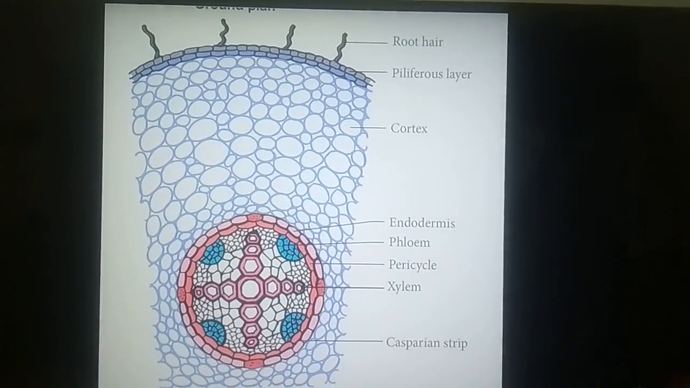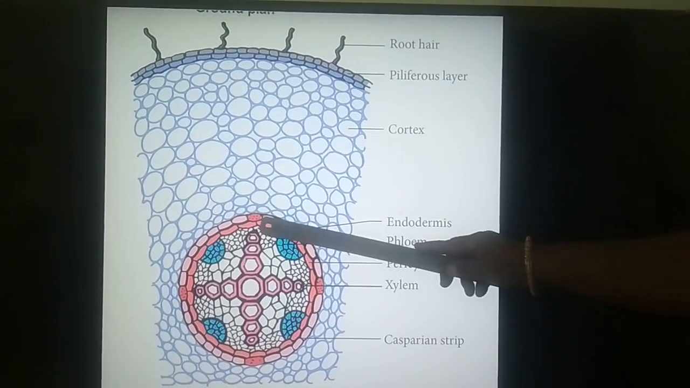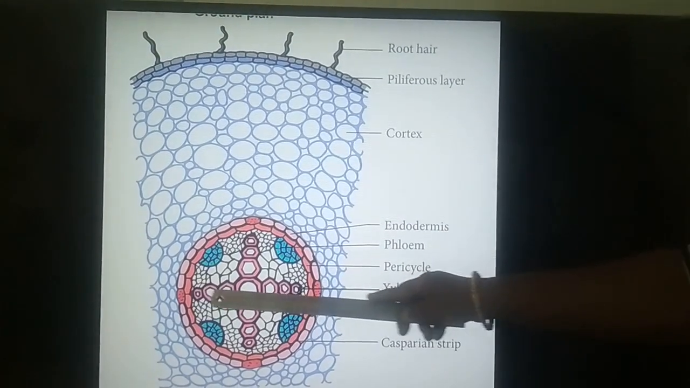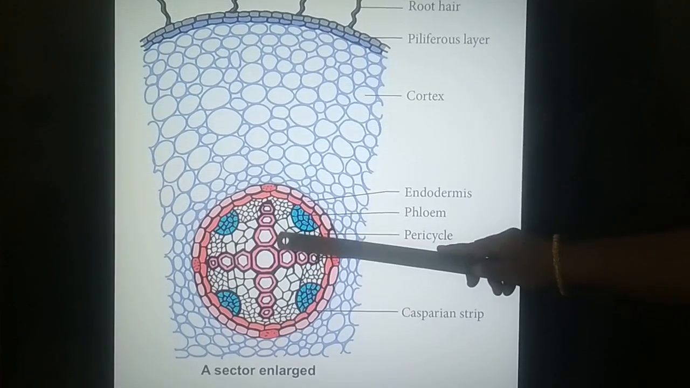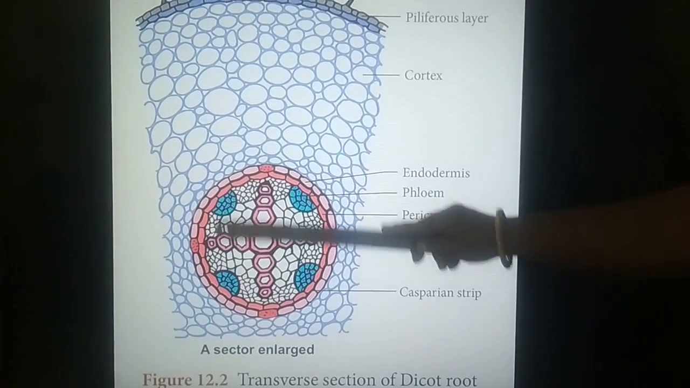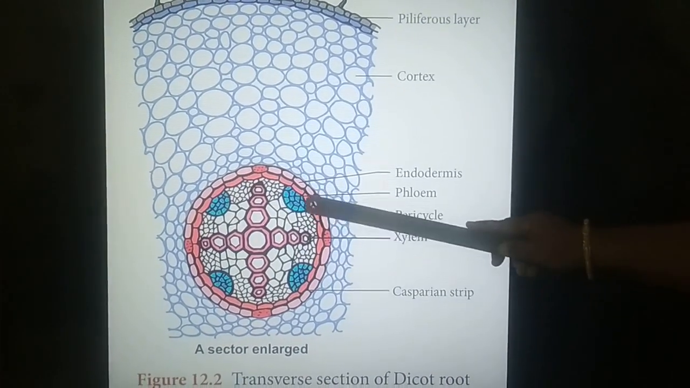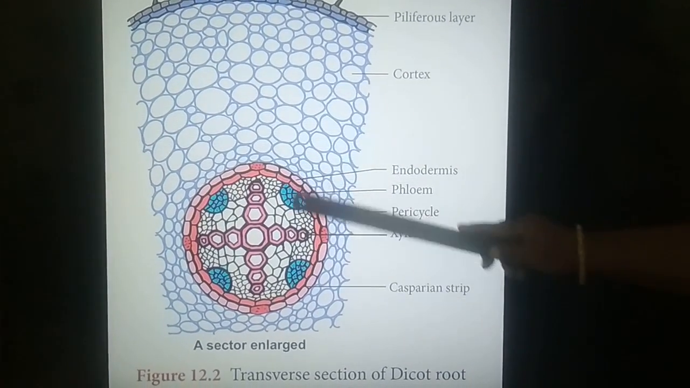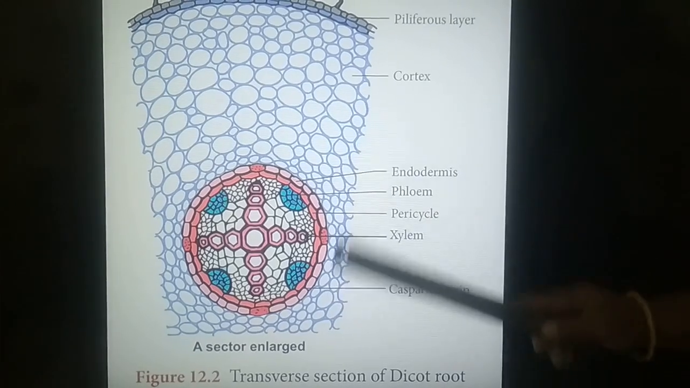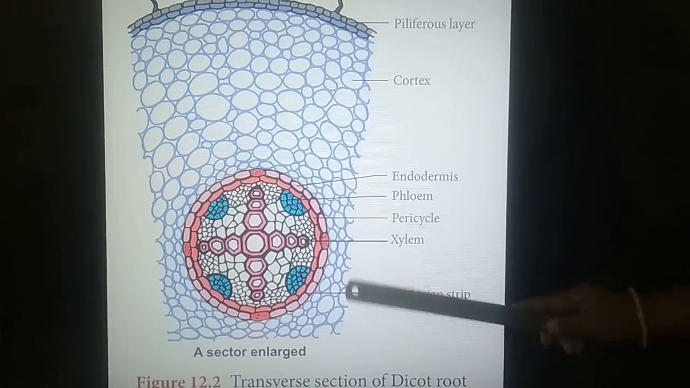And the next one, tetrarch. Tetrarch means here in this xylem, there are 4 bands of xylem: 1, 2, 3, 4. There are 4 bands of xylem and 4 bands of phloem. So that is said to be tetrarch. So when you are taking this vascular bundle, it is said to be radii, exarch and tetrarch.